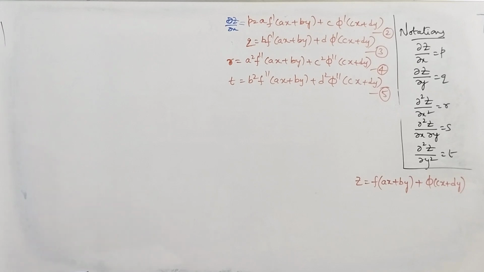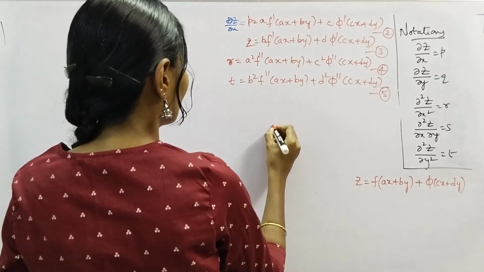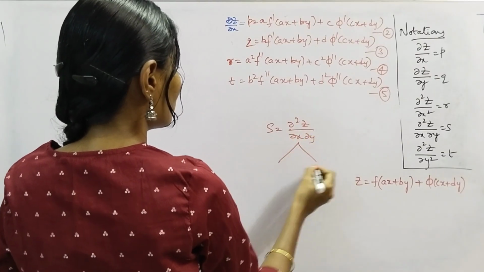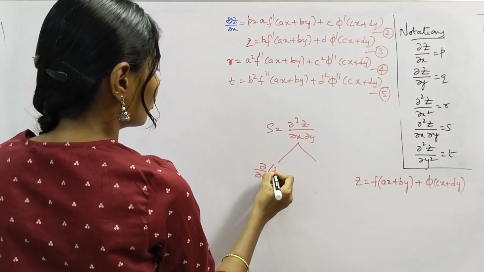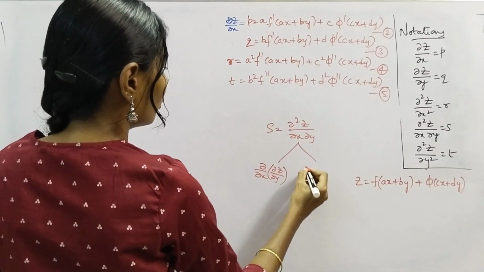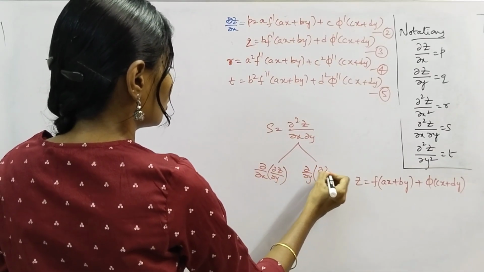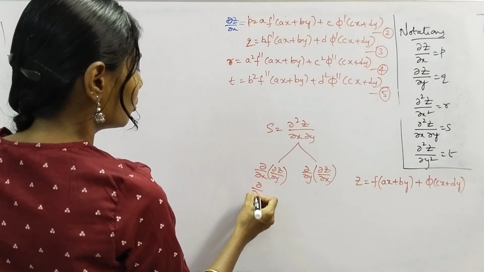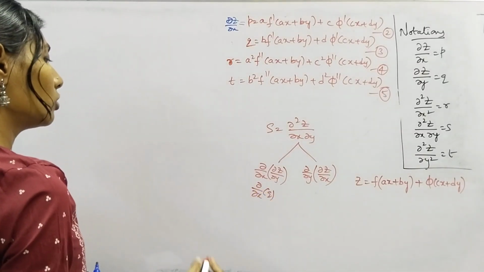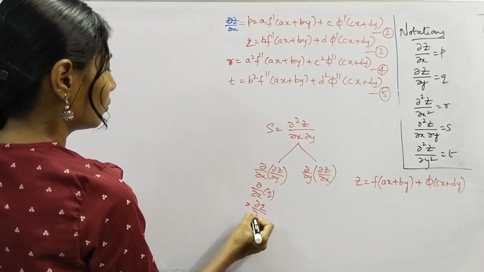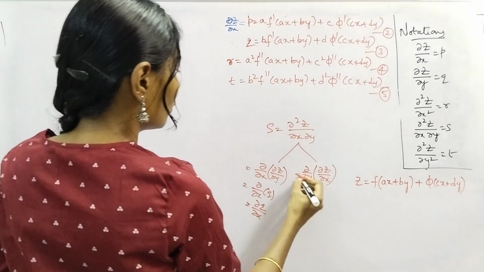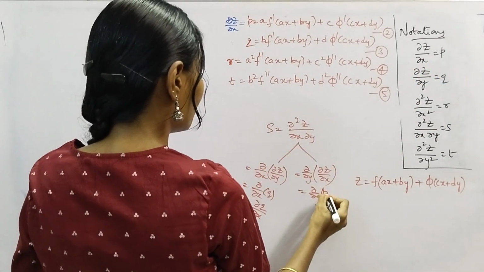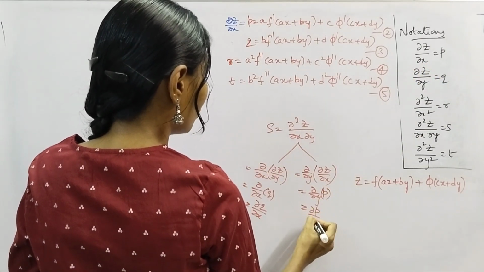We know that s is nothing but ∂²z/∂x∂y. We can write this as ∂/∂x of ∂z/∂y or ∂/∂y of ∂z/∂x. Since ∂z/∂y is nothing but q, we'll get the partial derivative of q with respect to x. Here ∂z/∂x is nothing but p. You get ∂p/∂y.